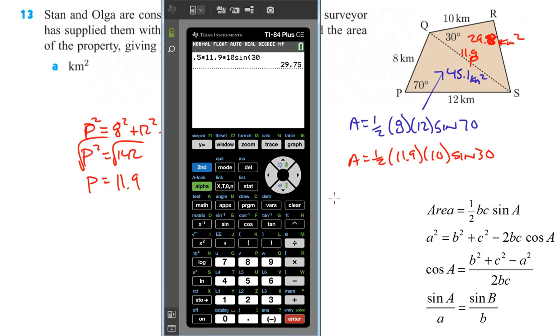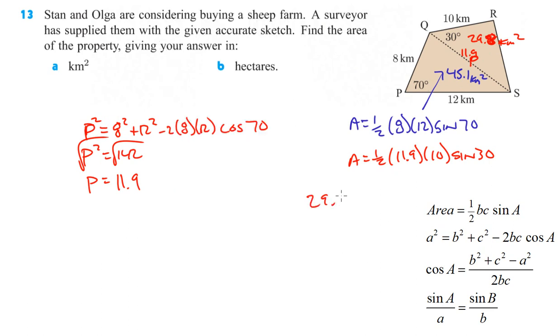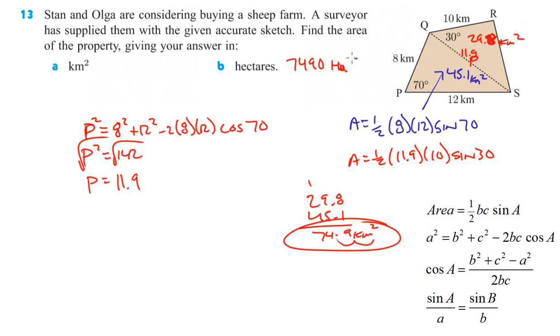So then the total kilometers squared is 29.8 plus 45.1, which is 74.9 square kilometers. And to turn something into hectares, we will simply move the decimal over 2 spots. So you take this decimal here and go there, and so we get 7490 hectares. And this is 74.9 kilometers squared.